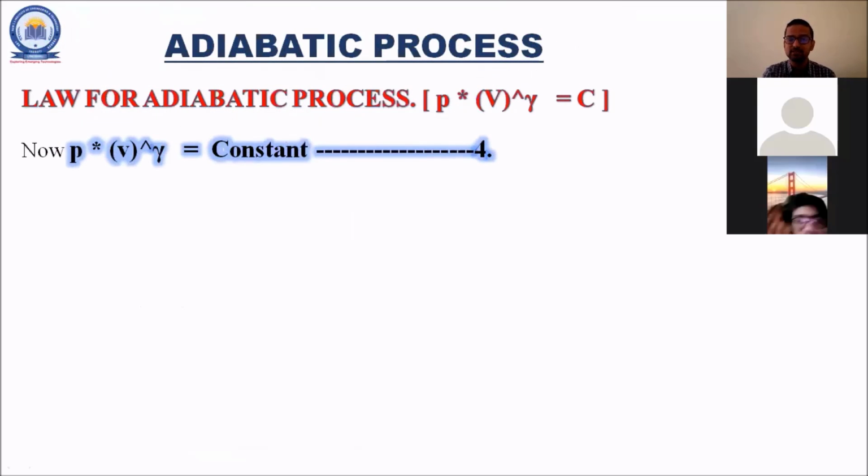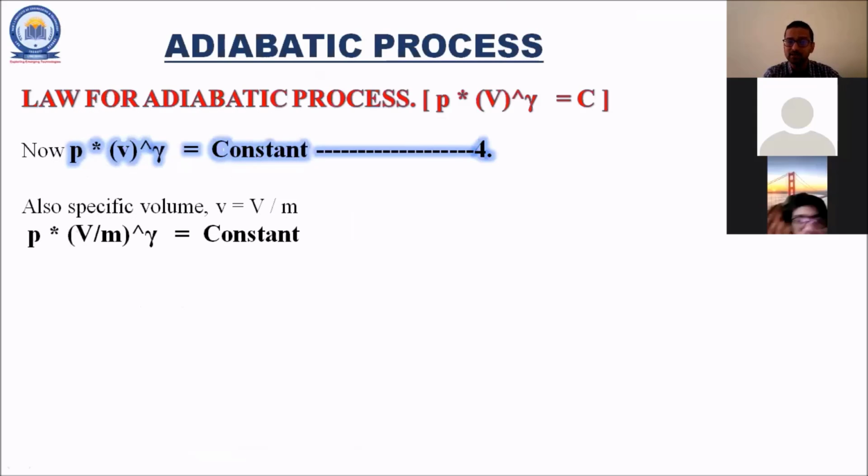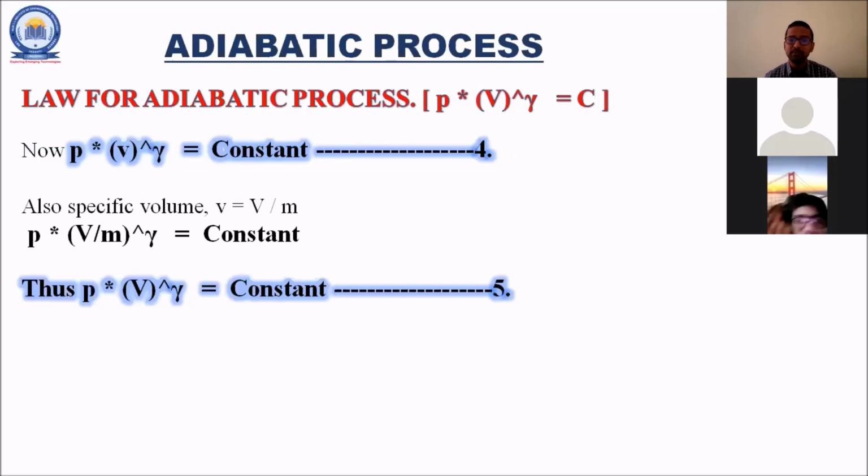We already have equation number 4. Now we know that specific volume, small v, is equal to capital V by M. So substituting the value of small v as capital V by M, I can write P into (V by M) raised to gamma is equal to constant. So I will be getting P into V raised to gamma divided by M raised to gamma is equal to constant. M raised to gamma multiplied by the constant is again a constant. So the final answer I will be getting is P into V raised to gamma is equal to constant.